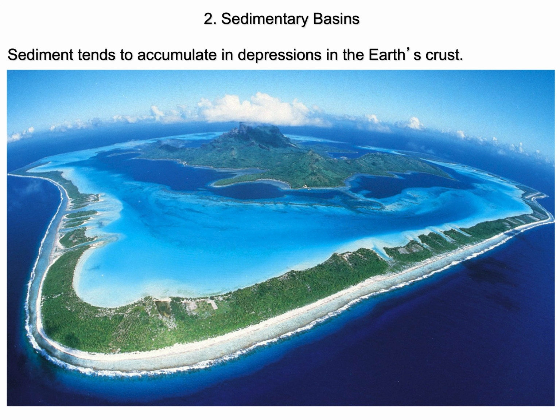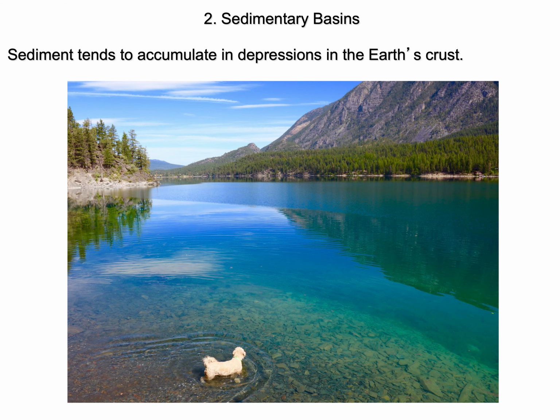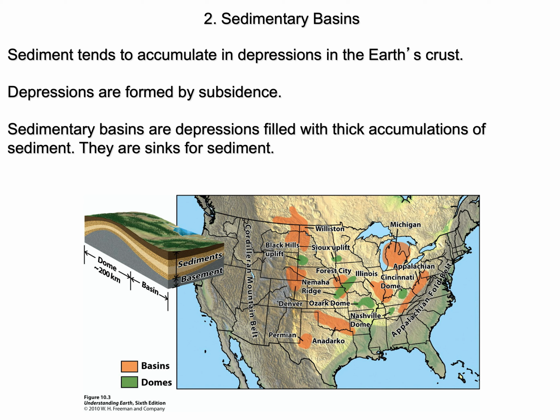Sedimentary basins. Sediment tends to accumulate in depressions in the Earth's crust. Wherever there's a low point, material is going to accumulate. Dust bunnies accumulate in certain parts of your house or apartment. Sediment's going to accumulate in low points on the Earth's crust. Depressions are going to be formed by subsidence. That's one way. Sedimentary basins, then, are depressions that are filled with thick accumulations of sediment. They are sinks for sediment, or reservoirs for sediment.